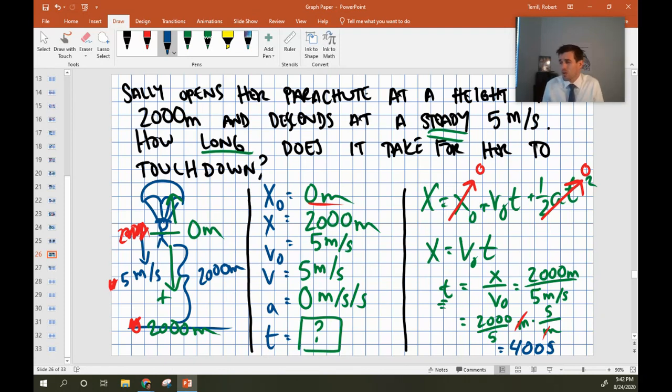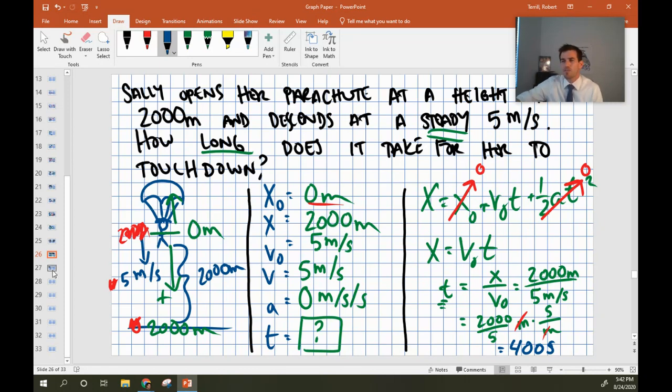Okay, cool. We just did all the math, we got to there. Last thing that I suggest is a mental check. Does 400 seconds seem right? Well, she's falling at a steady 5 meters per second. That means in 100 seconds, she would drop 500 meters, which means that if we multiply that by 4, it would be 2,000. So 400. Yep, that checks out. Cool. That's a reasonable answer, too.